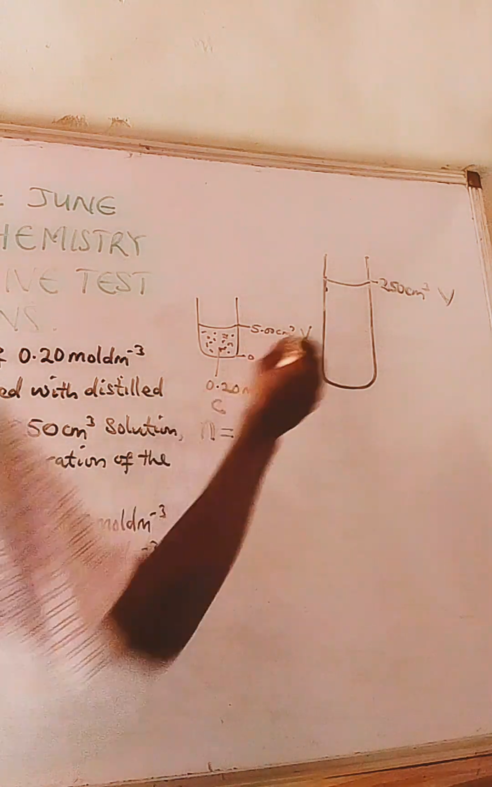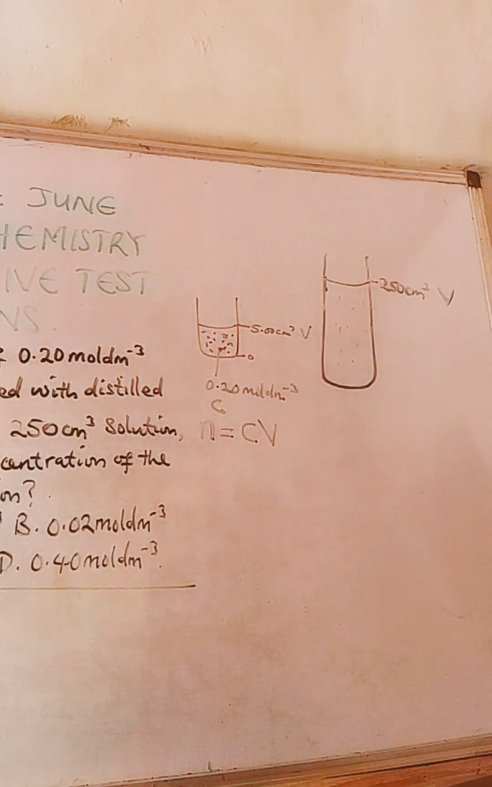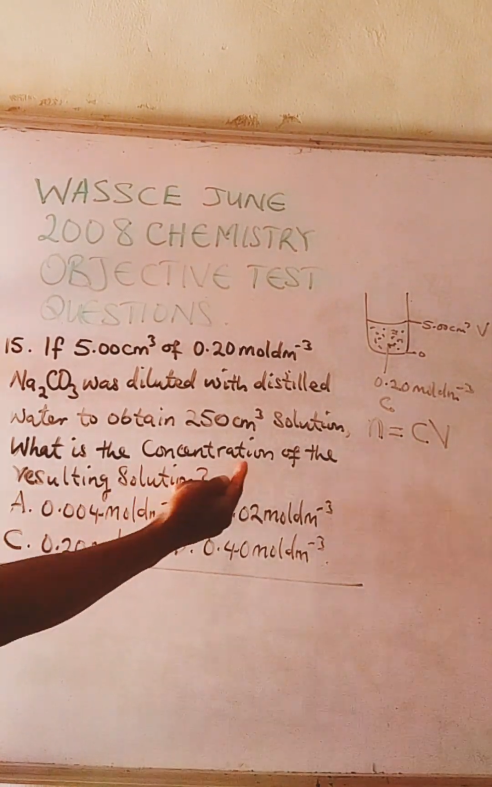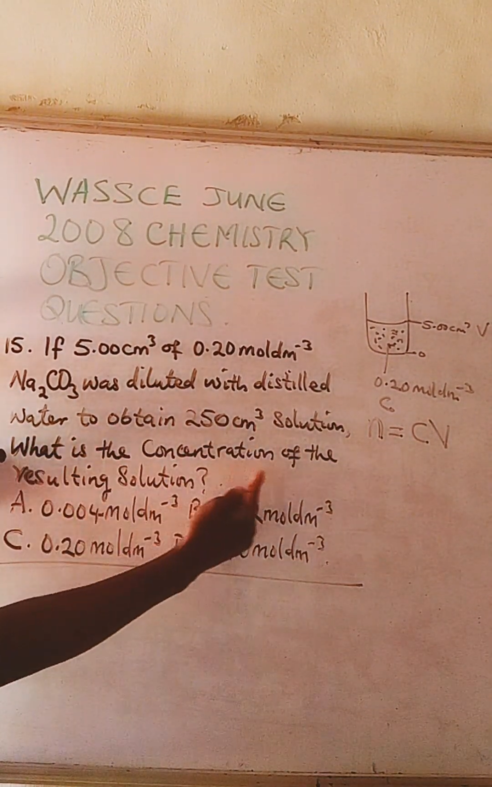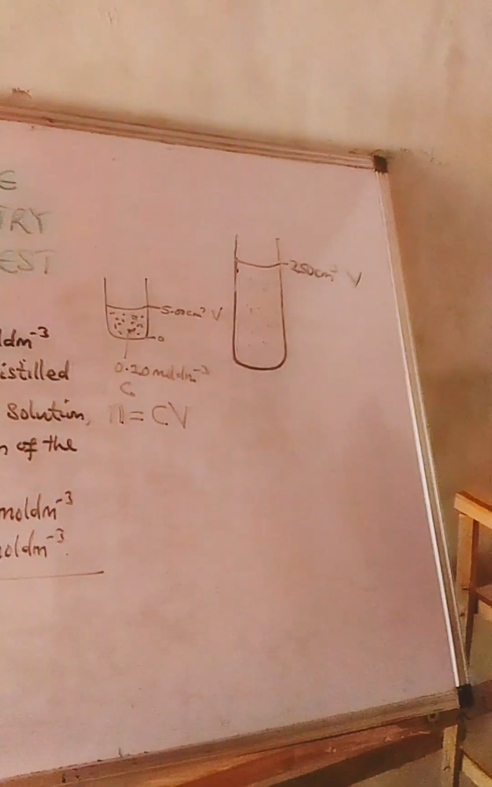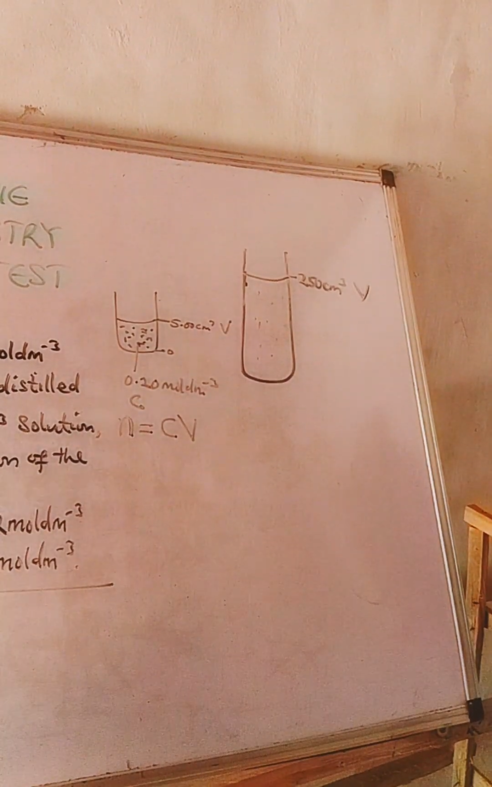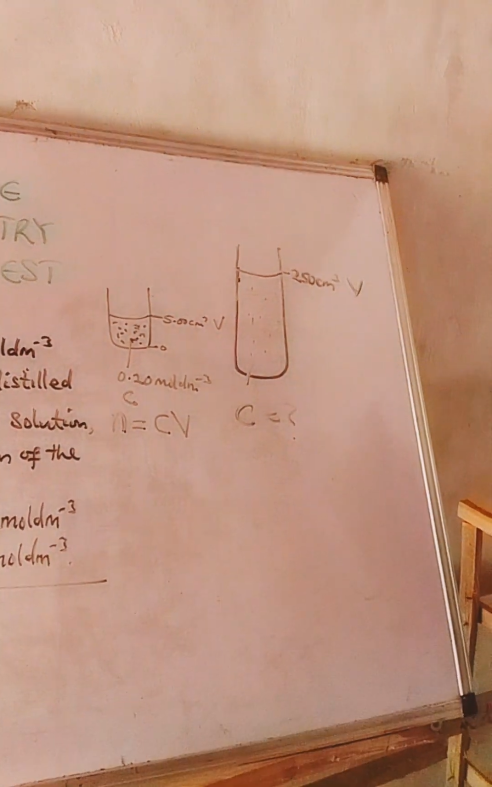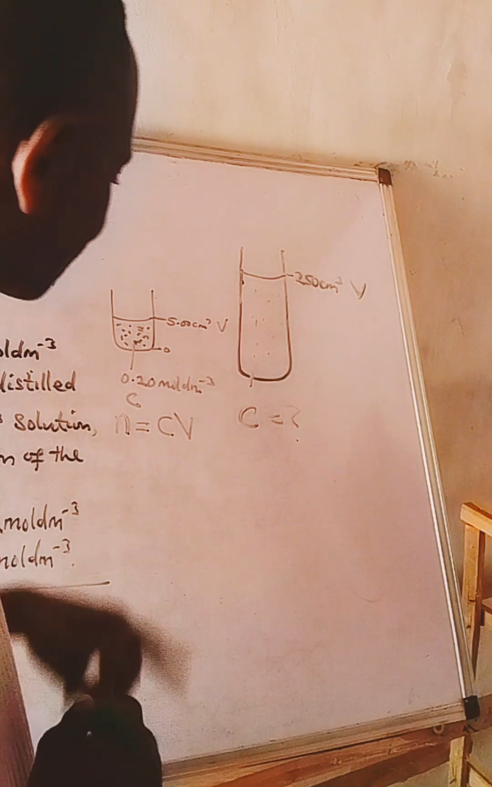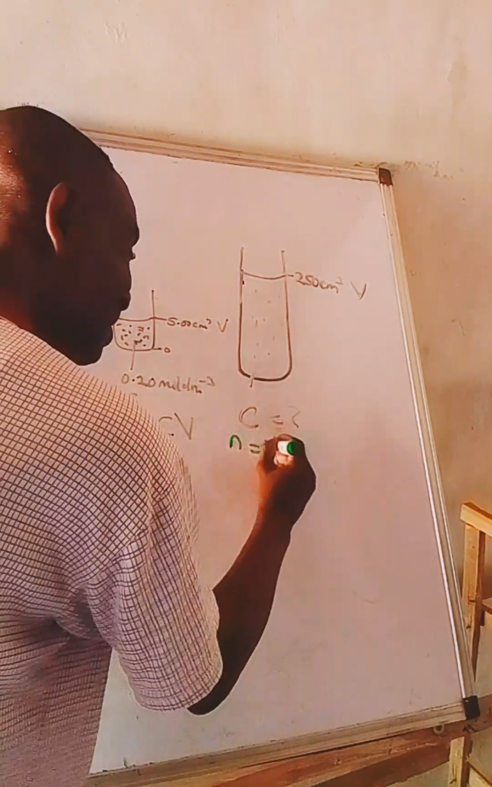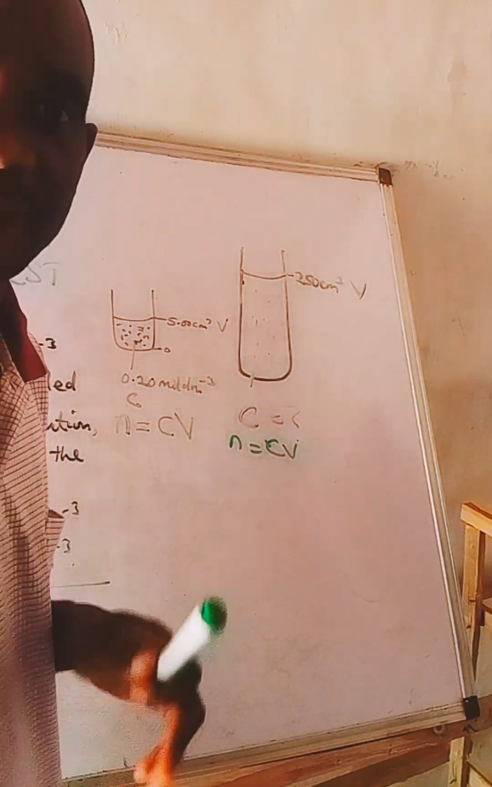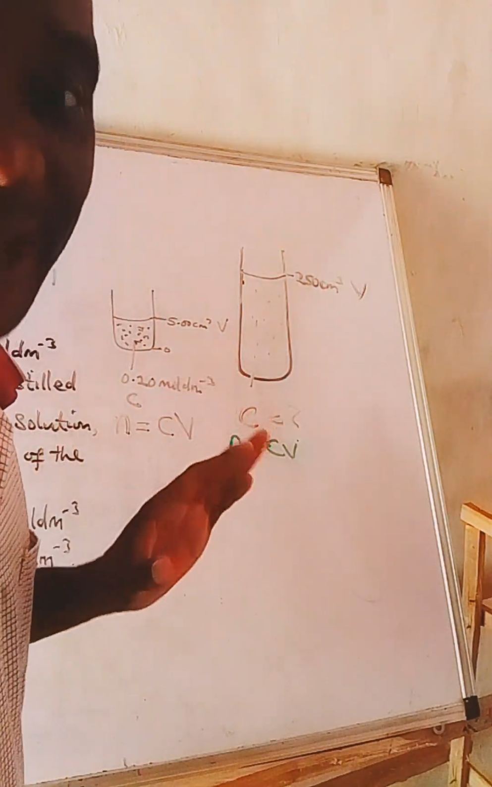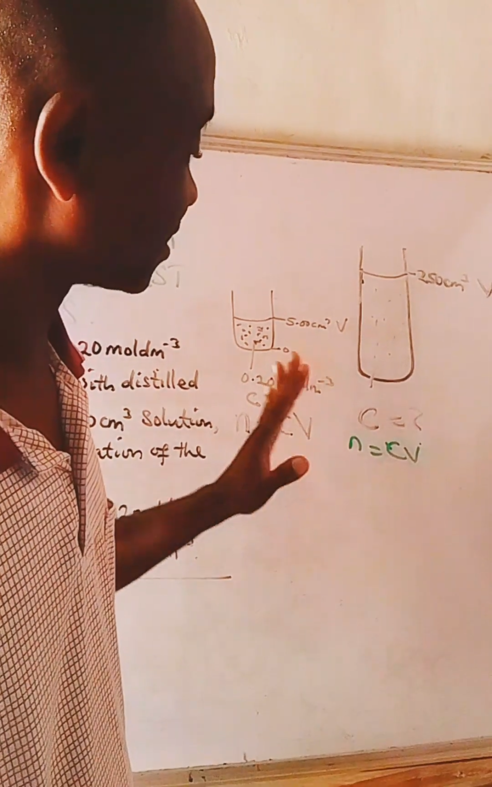So what happened to the concentration? Look at it. The concentration reduced. They asked, what is the concentration of the solution? But you know that the concentration should reduce here. So the concentration is what is required. But you should know that the number of moles remains the same, CV doesn't change. That same amount of substance remains the same. It doesn't change. It's the same thing.